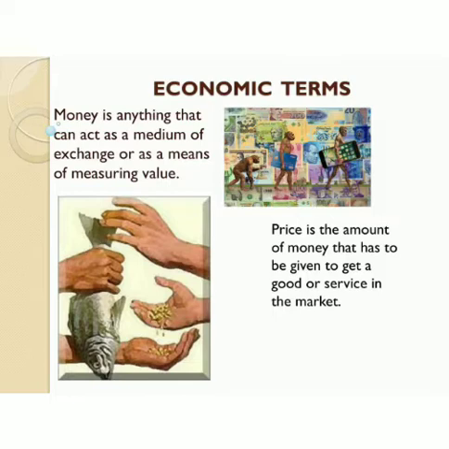The money also helps you to measure the value of apples. So the seller might have told you that for 1 rupee I'll give you 1 apple. So you have come to know that the apple is worth 1 rupee. So money is also anything that helps you to measure value. So therefore we say that money is anything that acts as a medium of exchange or as a means of measuring value. When we talk about money, we also talk about price. Price is the amount of money that has to be given to get a good or service in the market.